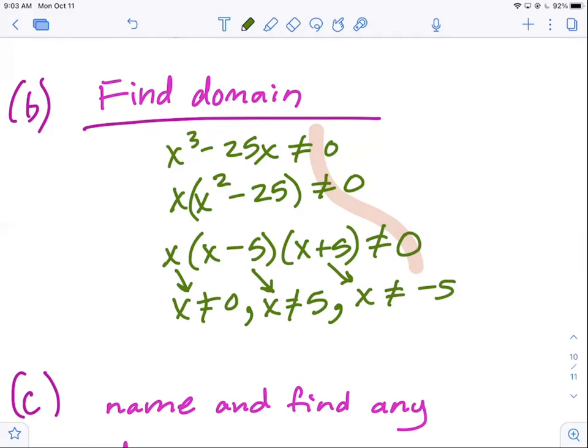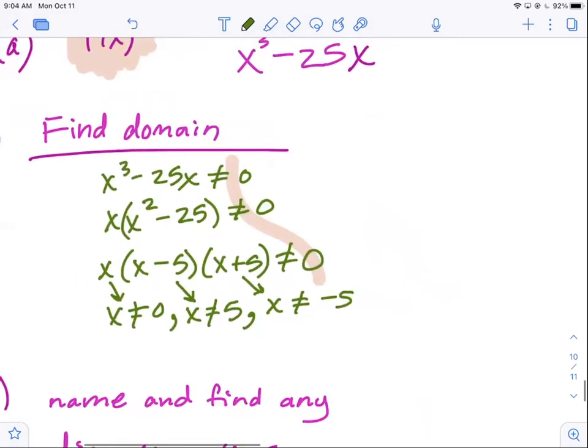So imagine setting each of these equal to 0. X cannot equal 0, and then you have that. X minus 5 can't be 0. X plus 5 can't be 0. You set them each equal to 0. Okay, so there's three discontinuities. These are all discontinuities because the graph lives immediately to the left and right.